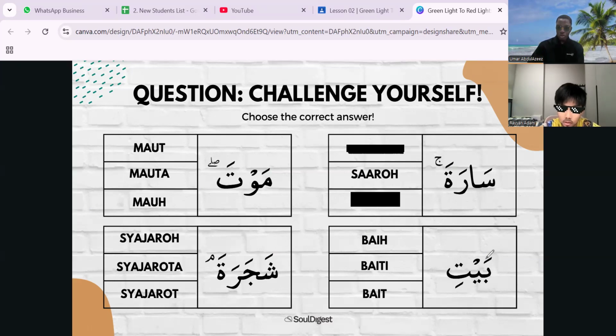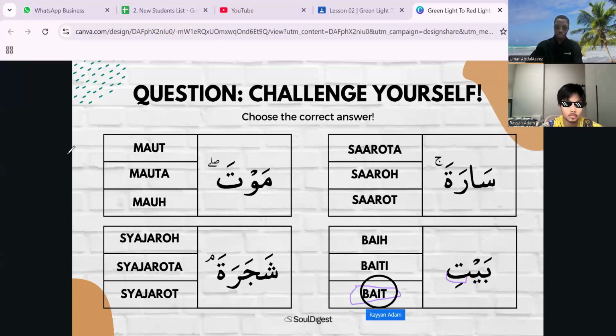What about this one also? The second one. Bi-what? Actually this one is not Ta Marbuta. Check very well. It is a smiley ta. So you are going to pronounce it normally, normal one without 'ha'. It will be 'bayt'. Yeah, bayt. Not this one, because this is wrong. Not 'bayh'. But this one, it's correct.